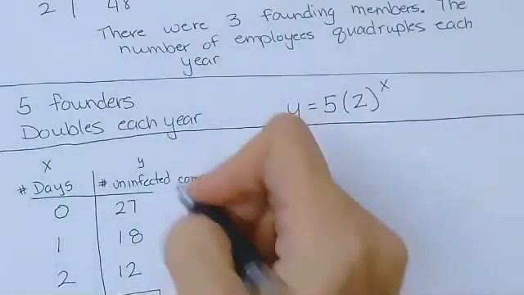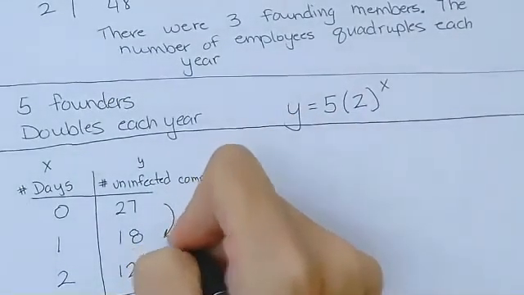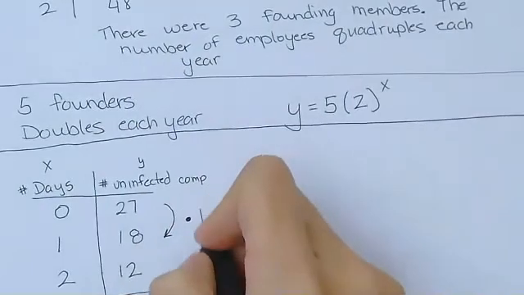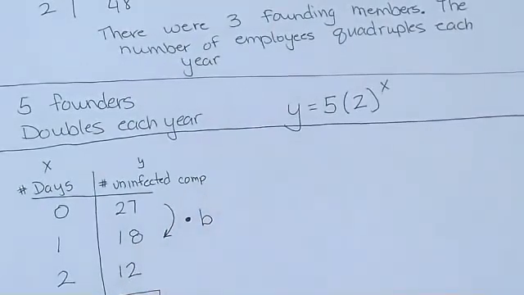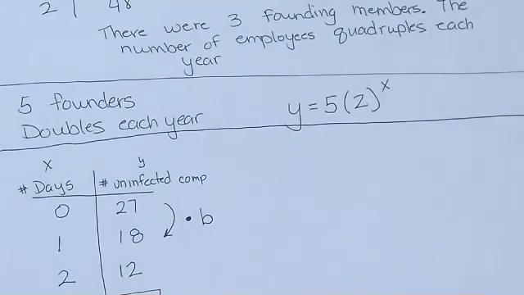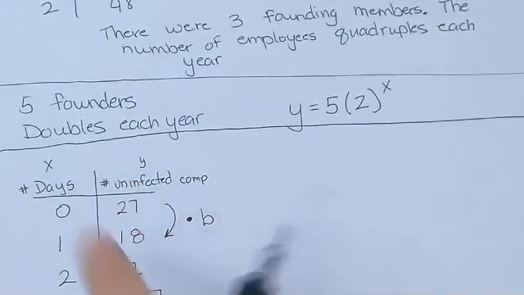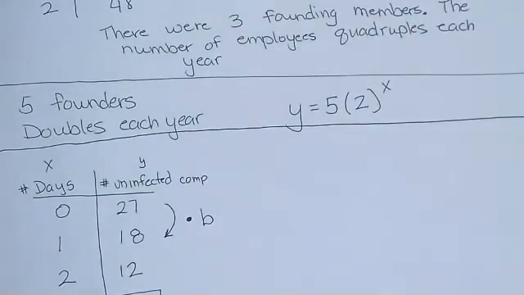So to figure out what B is, we got to figure out right here, well, what do we multiply by to get from 27 to 18? Or any of the values. It doesn't have to be the 27 and the 18. It can be the 18 and the 12. But what do you multiply by?